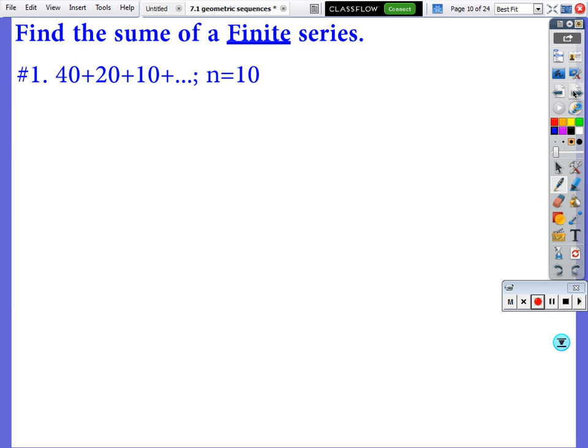So we're going to do number 1. We're going to do number 1 on your worksheet together. Here we go. So it says, find the sum of a finite series. Now remember, finite means you can see the end. So looking at number 1 on your worksheet, it's 40 plus 20 plus 10 plus ... But it tells us it wants us to add this up to the 10th term. So n is equal to 10, that means up to the 10th term.